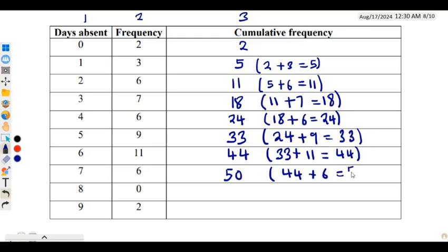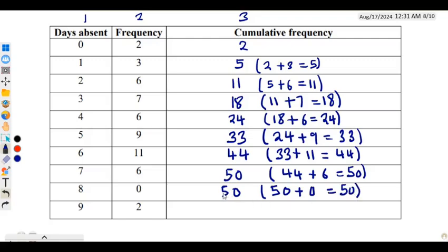This has given us a 50. So to find the next cumulative frequency here, you add 50 plus this frequency 0, and this will remain a 50. So we have added 50, the previous cumulative frequency, plus the current frequency, which is a 0. This has given us a 50.